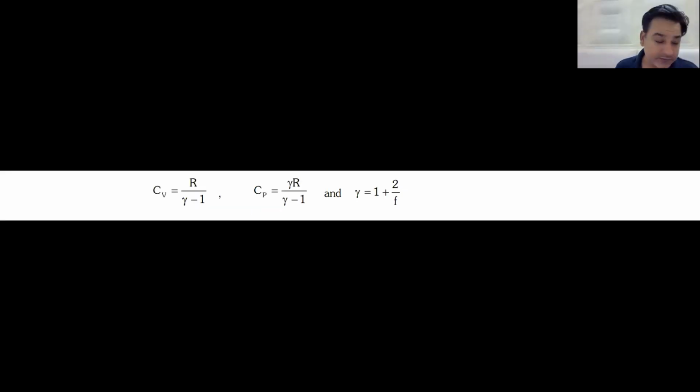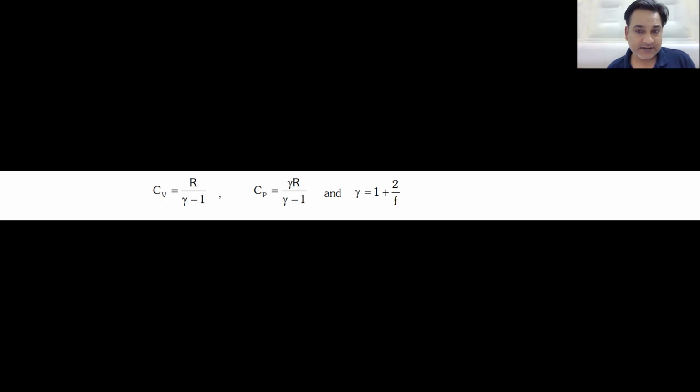Then this is a small recap of CP and CV, because we are going to deal with CP and CV now. CV is R upon gamma minus 1. CP is gamma R upon gamma minus 1. And gamma is 1 plus 2 by F, where F is the degrees of freedom. Do we remember this? Yes, sir.